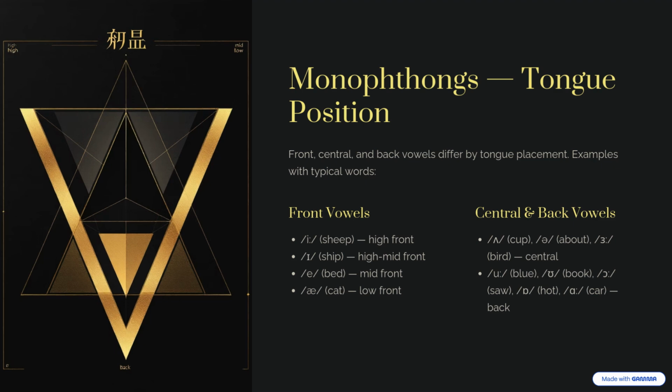Finally, back vowels occur when the tongue is positioned at the back of the mouth. Examples: you, as in blue. Example: her dress is blue. As in book. Example: I read a good book. As in saw. Example: I saw him yesterday. As in hot. Example: the soup is hot. As in car. Example: he bought a new car.